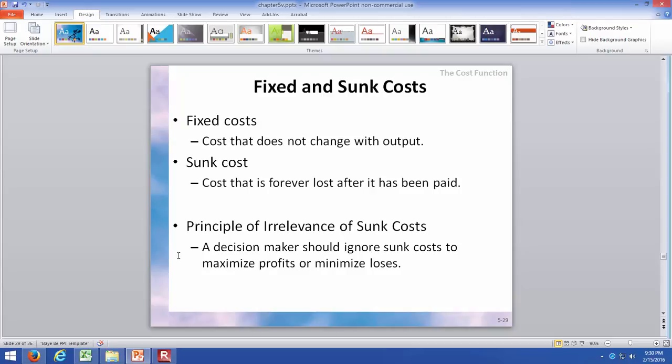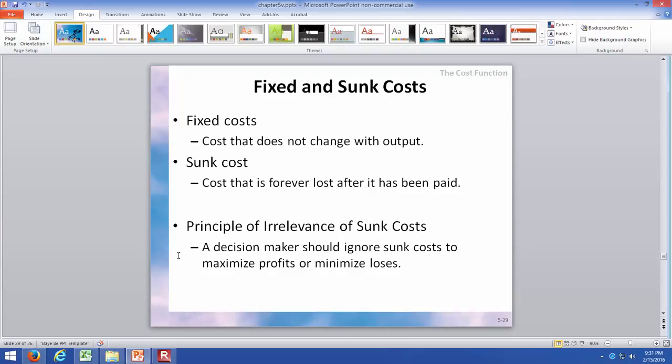Now, sometimes we wonder: do we need to consider the amount we spent for the old EMR when we analyze the new EMR, when we make a choice regarding the new EMR? And what we are saying here is that we should not ever consider that. So that is irrelevant. A decision maker should ignore the sunk cost to maximize profits or to minimize losses.